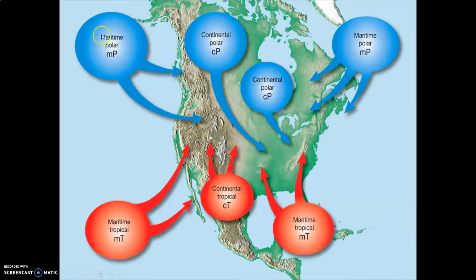Here are different types of air masses. Remember, maritime is water, continental is land. The word polar is cold. The word tropical is hot.